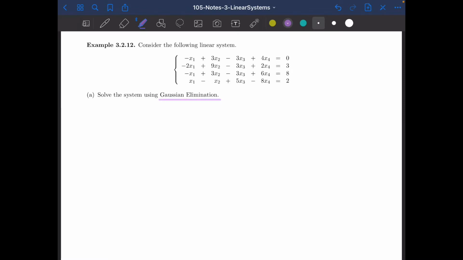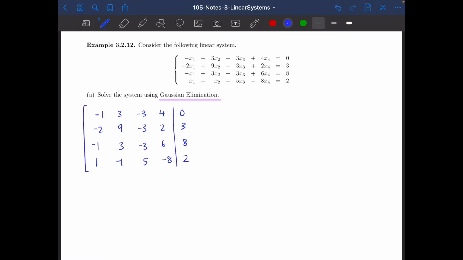The first step of Gaussian elimination is to write the augmented matrix of the linear system. So we have -1, 3, -3, 4, 0 in our first row, -2, 9, -3, 2, 3 in the second row, -1, 3, -3, 6, 8 in the third row, 1, -1, 5, -8, 2 in the fourth row. That's our initial augmented matrix.